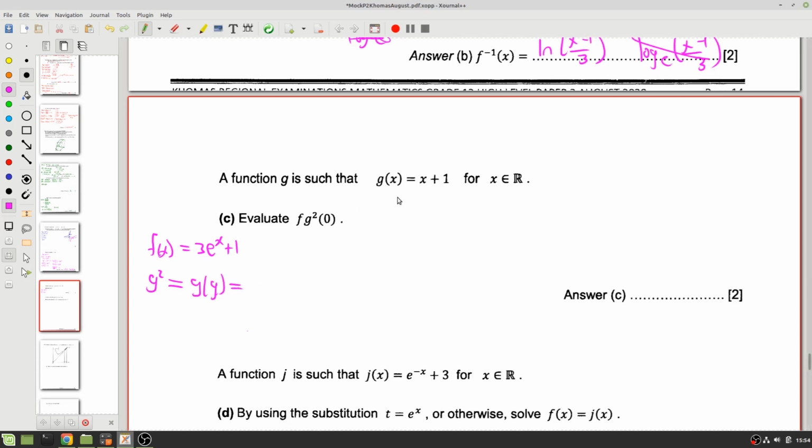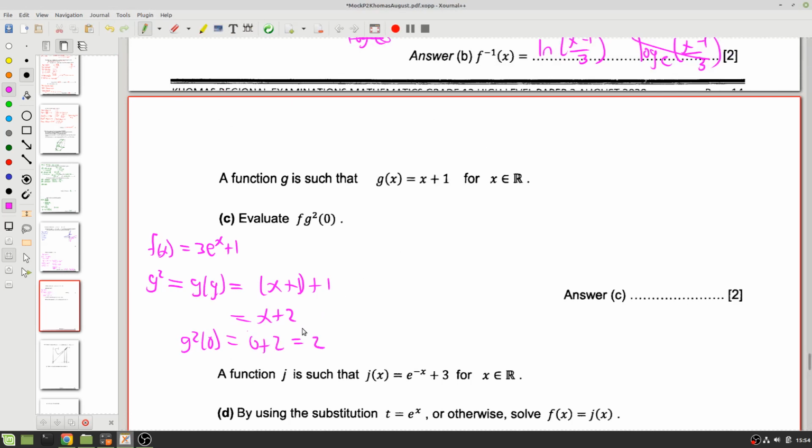G squared, in this case, if we're taking a function of itself, that means g of g, right? And g of g, so that means we put the whole function g into the place of the x in the other function. So we've got an x plus 1, but what do we place in place of the x? The whole function g. So that's x plus 1, which gives us x plus 2. Perfect. So there we have g squared, and let's do g squared of 0. So that just means we replace the x with a 0, so 0 plus 2 equals 2.